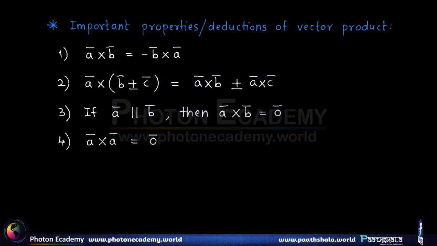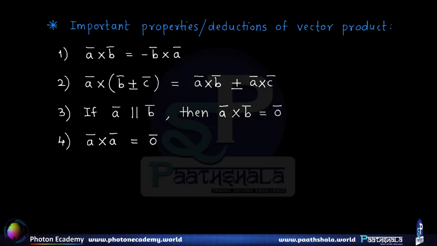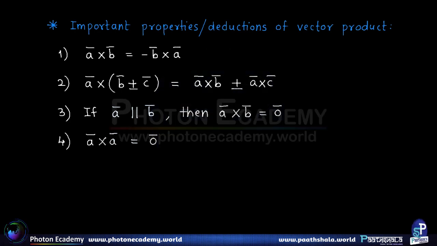Let's go ahead and see some of the important properties or deductions of vector product based on their definitions. The first one says that A cross B is equal to minus B cross A. So that means if we change the order of vectors in a vector product, then the vector product becomes negative of the original. So you see here, like scalar product, vector product is not a commutative operation. Second one is A bar cross into bracket B bar plus or minus C bar gives us A bar cross B bar plus or minus A bar cross C bar. So we know that this is same as the distributive law. So the vector product is distributive over the addition or subtraction of the vectors.